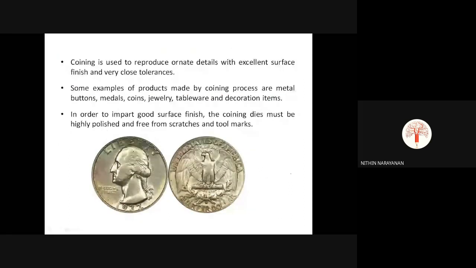So coining is used to reproduce ornate details with excellent surface finish and very close tolerance. Okay. Since it is a cold working operation, we get accurate dimensional accuracy, and the surface finish will be very excellent. Those are the advantages of cold working operations. Some examples of products made by the coining process are metal buttons, medals and coins. We know medals have something printed on both sides, right. Medals, coins, then jewelry, tableware, decoration items and all are made using this type of coining process. In order to impart a good surface finish, the coining dies must be highly polished, free of scratches and tool marks.